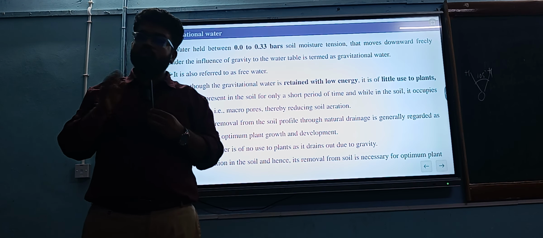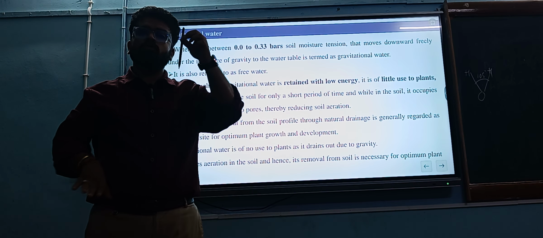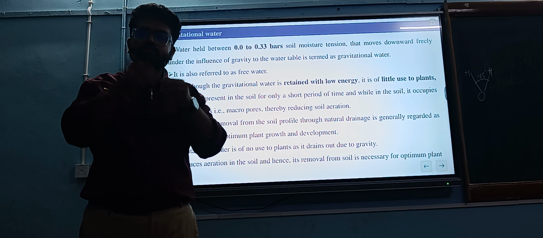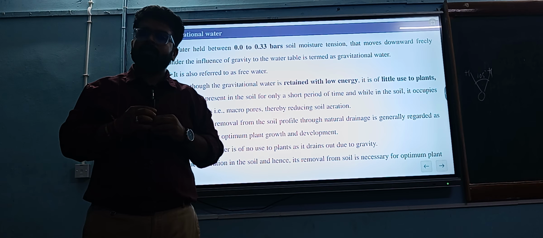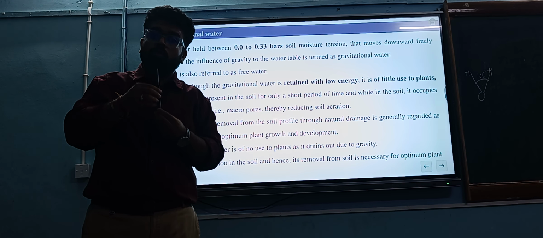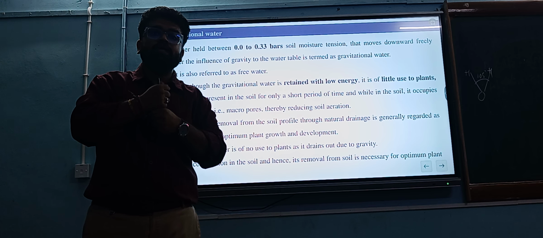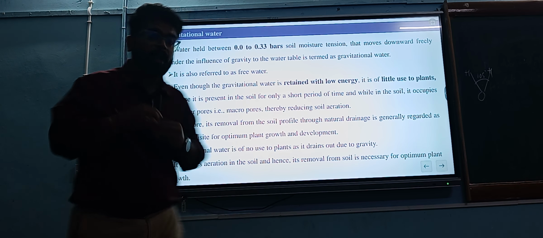As it is of no use, consider this as a soil: under the influence of gravity, water moves down from the soil. So the plant cannot absorb the water because it is not held in the soil. It is gone through superflow. Under such circumstances, it is of no use. So what happens if this water is there in the soil? It makes the soil saturated. The aeration capacity of the soil is reduced, which is not good for plant growth.